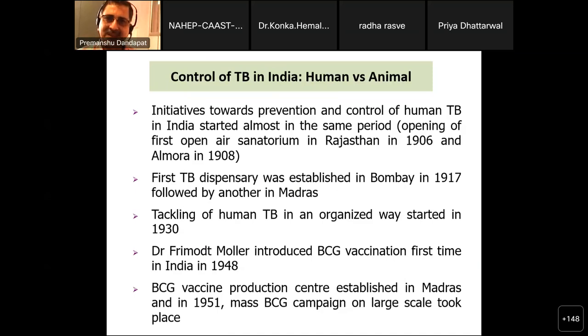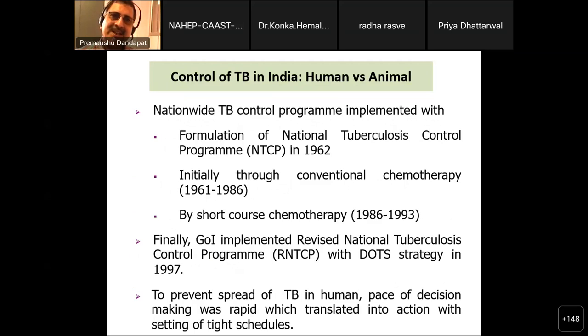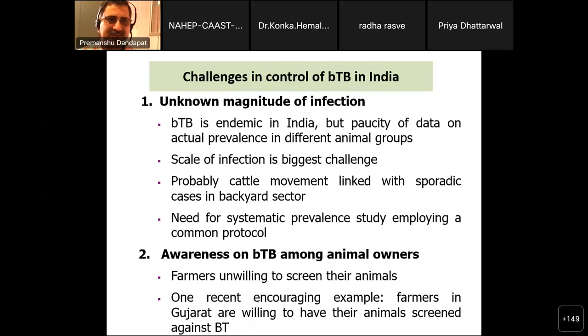Then human TB was basically tackled in an organized way. Then the vaccine was developed. Then different nationwide TB control programs were drafted and implemented, like the NTCP or the conventional chemotherapy. Then later on, the short course chemotherapy. Then the DOTS therapy came. And slowly, the cases were reduced drastically. But due to COVID, again, lots of transmission of this human tuberculosis happened within the animals.